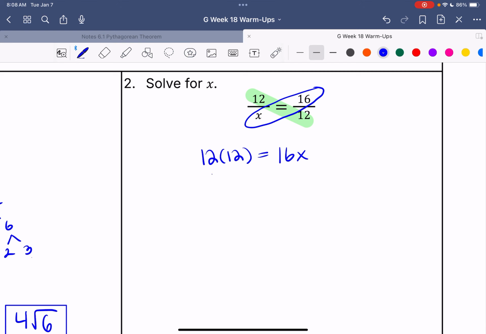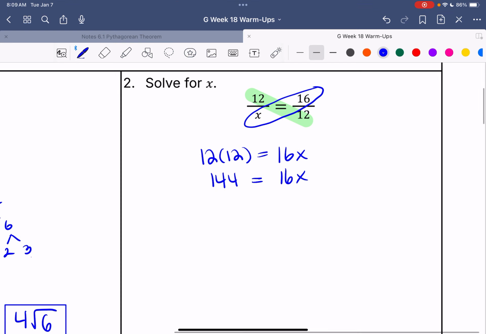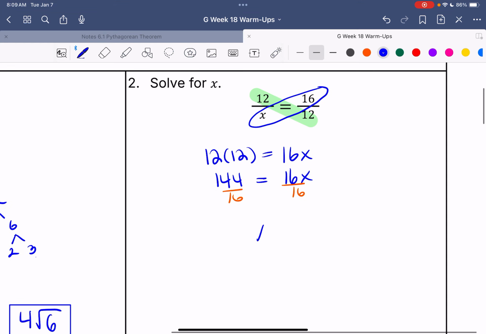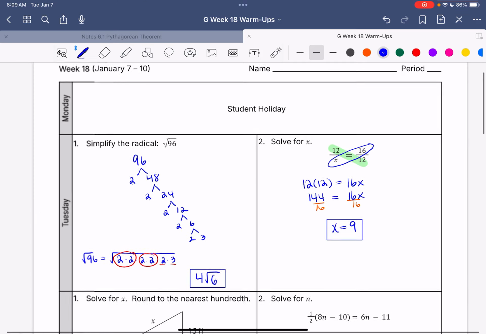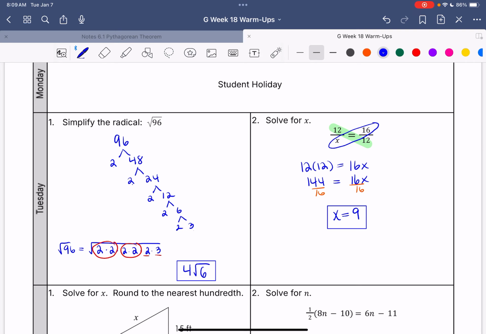We know that 12 times 12 is 144. So 144 equals 16x. And then we're going to divide both sides by 16. And that will get us x equals, I'm going to put this in the calculator, 9. Okay, so those are the warm-ups for today.